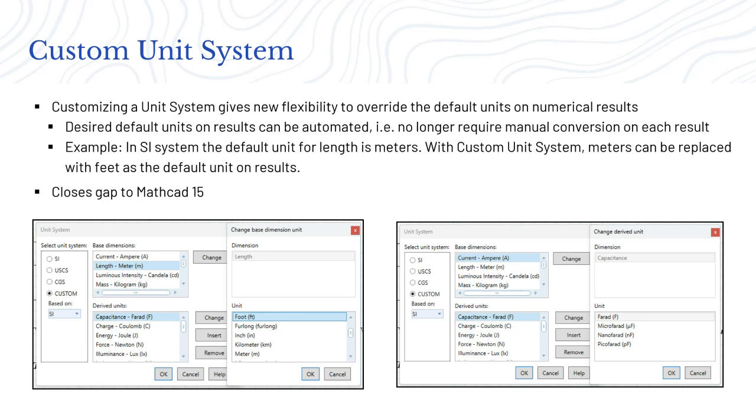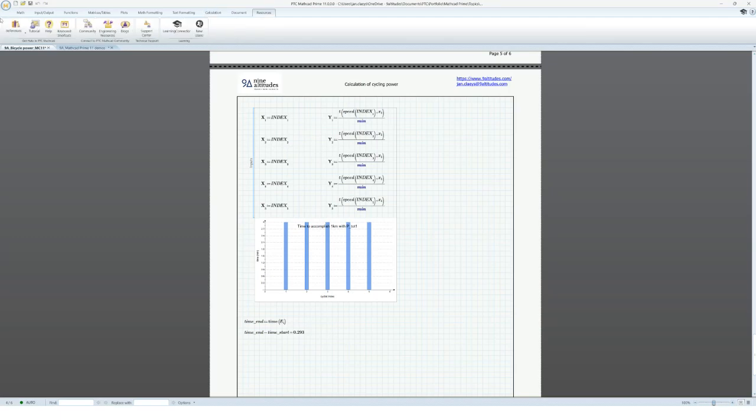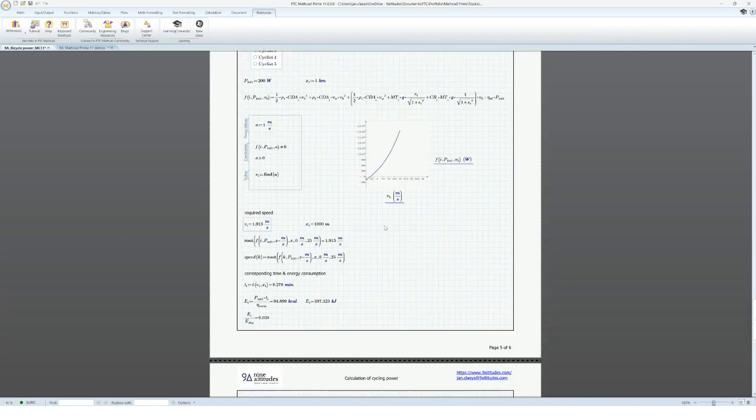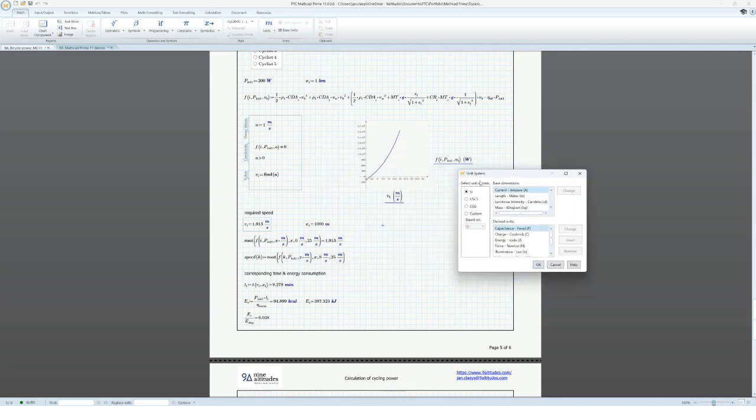Two, starting from 11, we can use custom unit systems. This is also a feature which was present in 15. You see PTC makes a lot of effort to close the gap with the functionalities that were present in 15. In this case, I go back to my sheet. It can be useful from time to time to change the standard unit system. For that, I need to go to the ribbon to Math and then Unit System. Here we see that normally in Europe, we work in the SI system, but if I choose to deviate from that, I can indicate to use a custom unit system.